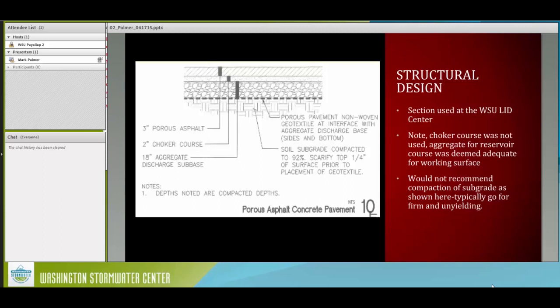A non-woven fabric was put down in this place, and at this time non-woven is considered optional, and in most cases is not required. Also, the specifications you'll note that are now out and published don't show compacting the subgrade to 92%. We just show a firm and unyielding subgrade condition.